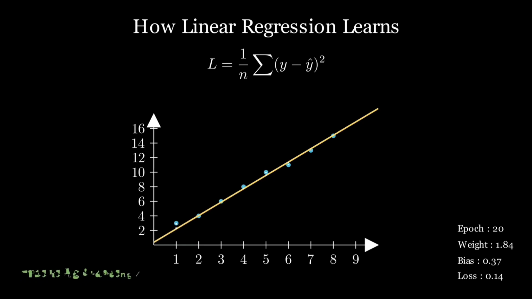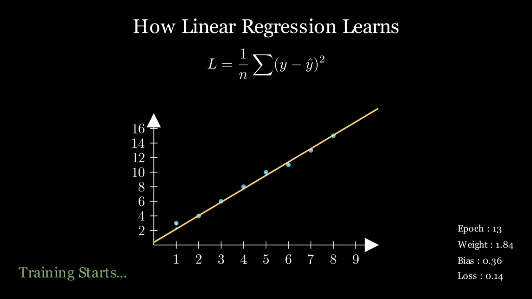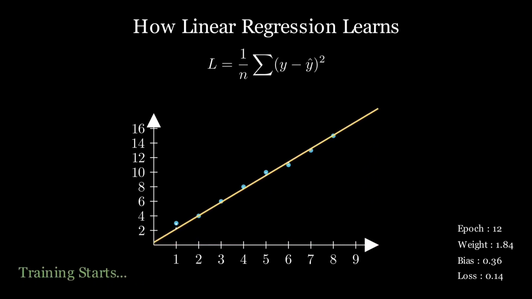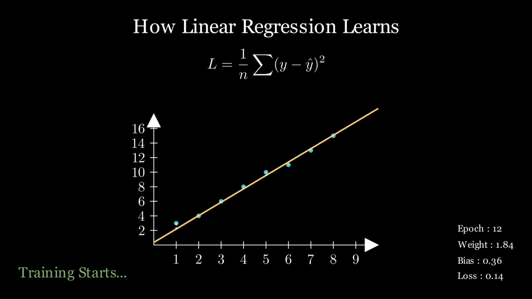The dashed vertical lines represent residuals. A residual is the difference between the actual value and the model's prediction. As training progresses, these residuals become smaller. At the same time, the loss continues to decrease. This tells us that the model is learning a better representation of the data. After several iterations, the regression line closely follows the trend of the data set.